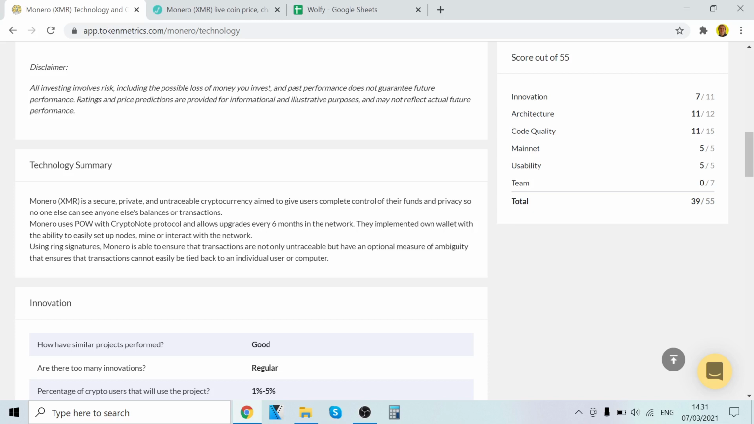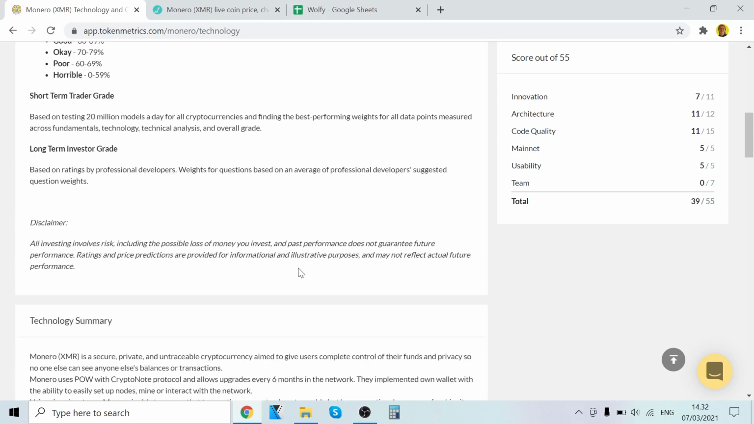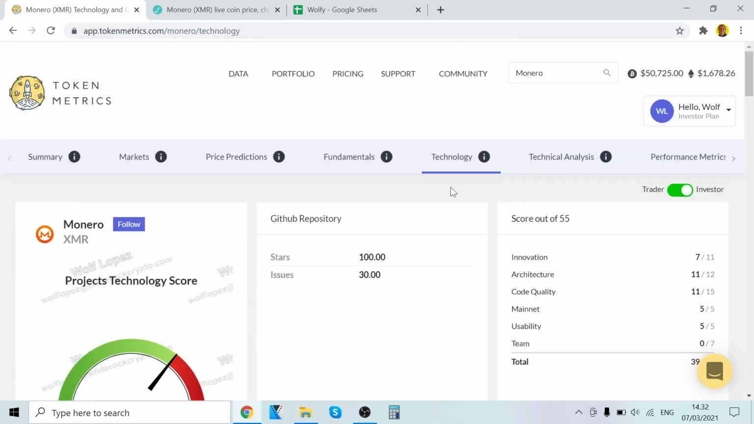Monero XMR is a secure, private, and untraceable cryptocurrency aimed to give users complete control of their funds and privacy, so no one else can see anyone else's balances or transactions. Monero uses proof of work with the CryptoNote protocol and allows upgrades every 6 months in the network. They implemented their own wallet with the ability to easily set up nodes, mine, or interact with the network. Using ring signatures, Monero is able to ensure the transactions are not only untraceable but have an optional measure of ambiguity that ensures the transactions cannot easily be tied back to the individual user or computer. Okay, very good fundamentals and technology.